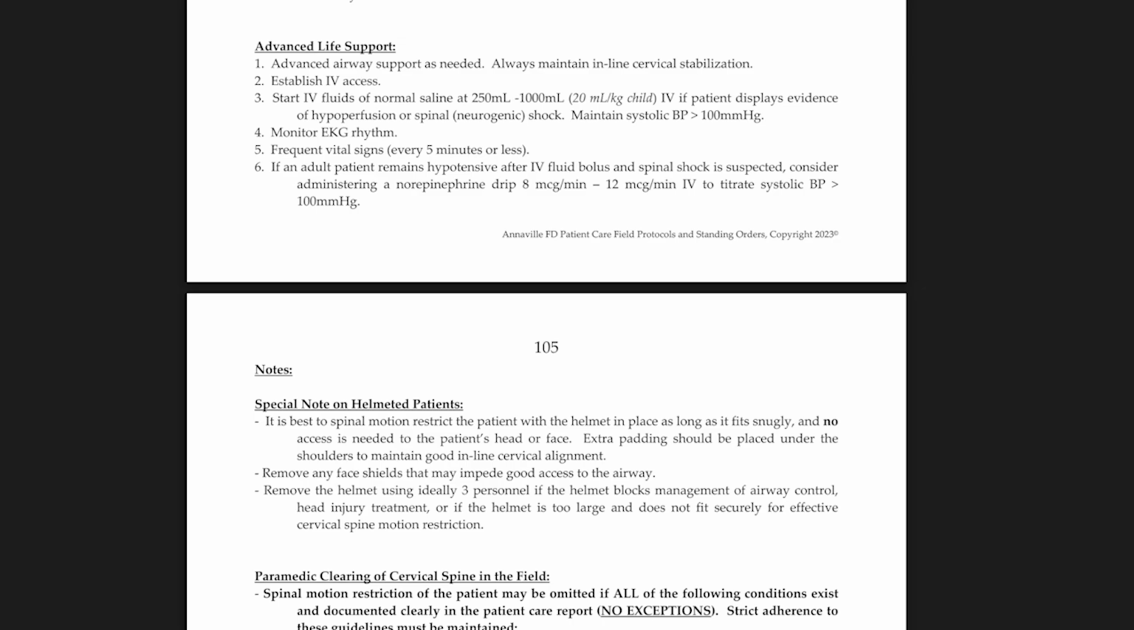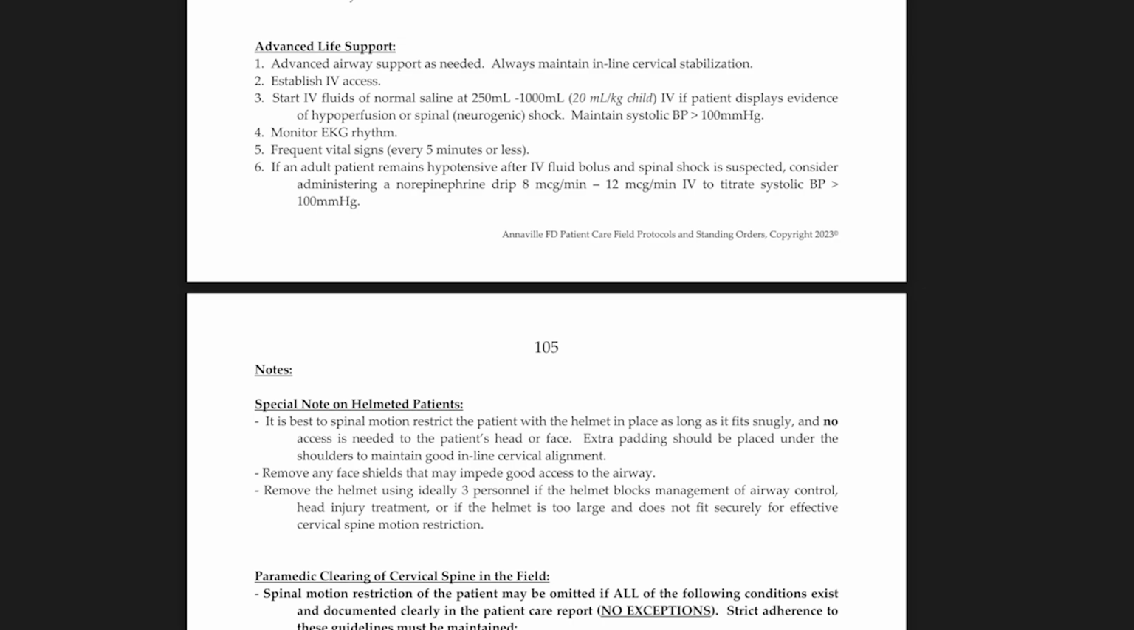Monitor the 12 lead. Reassess vital signs frequently, every 5 minutes or less. If an adult patient remains hypotensive after IV fluid bolus and spinal shock is suspected, consider administering a norepi drip at 8 to 12 micrograms per minute to titrate their blood pressure to greater than 100.